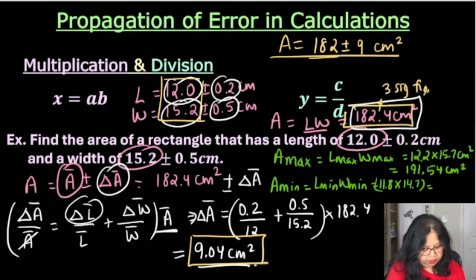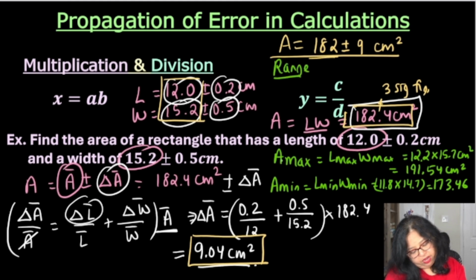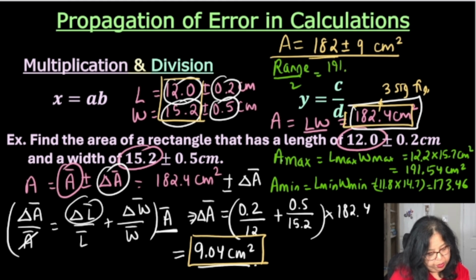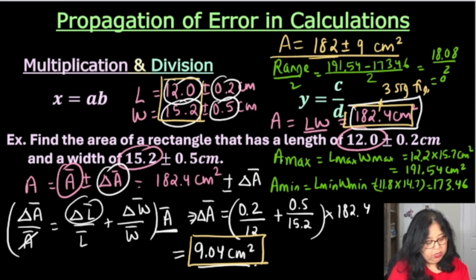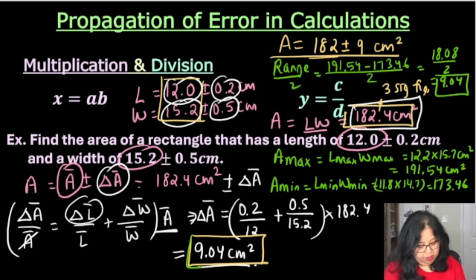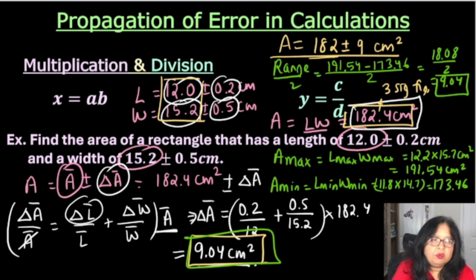11.8 times 14.7, 173.46. So range divided by 2 is going to be 191.54 minus 173.46 divided by 2. What does this give me? 18.08 divided by 2, 9.04. Same as here. So you can see for yourself that this method works.